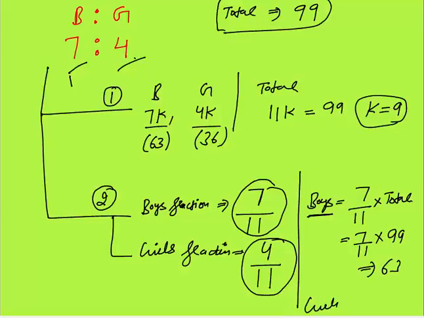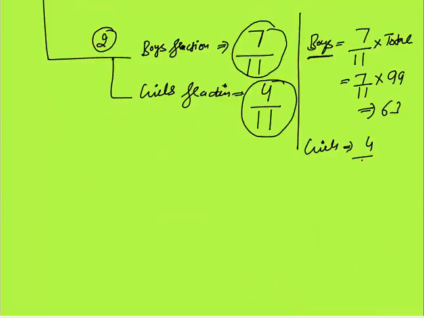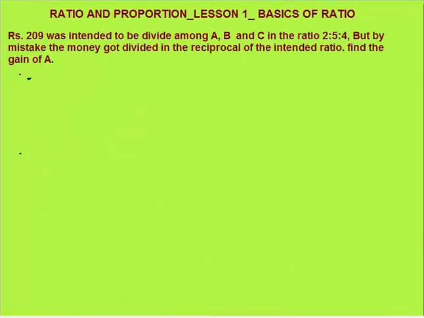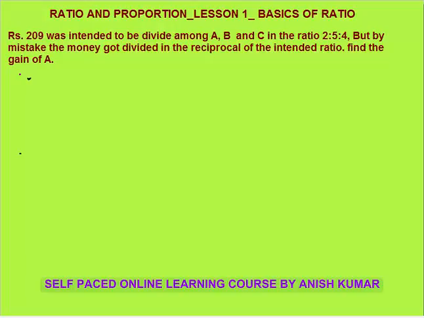Girls would be how much? 4 by 11 of total. Because the girls fraction is 4 by 11, they will be 4 by 11 of total. 4 by 11 of 99, your answer is again 36. So you can always calculate a ratio question in two ways. One is multiplying by the same constant, ratio does not change, 7k, 4k, you will get k as 9, and the other is the fraction part. This example will make the concepts of ratio more clear to you.